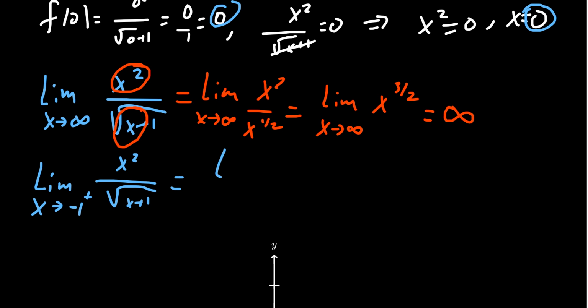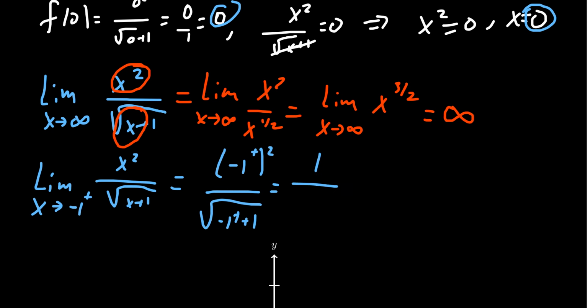Well, on the top, you're going to get negative 1 squared over the square root of negative 1 plus 1. And so when you square something, it's always going to be positive, and so the negative 1 is just going to look like a 1 on top.